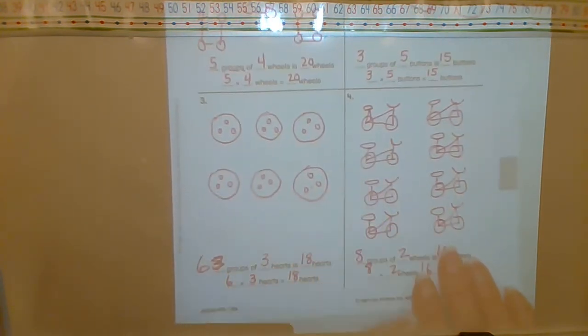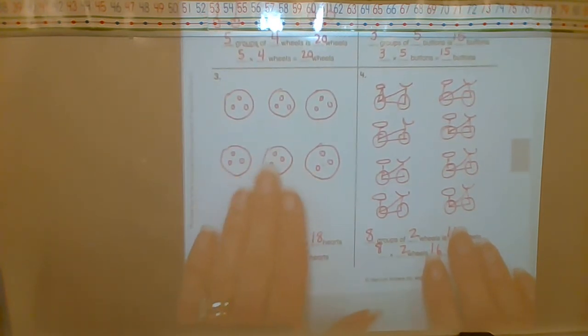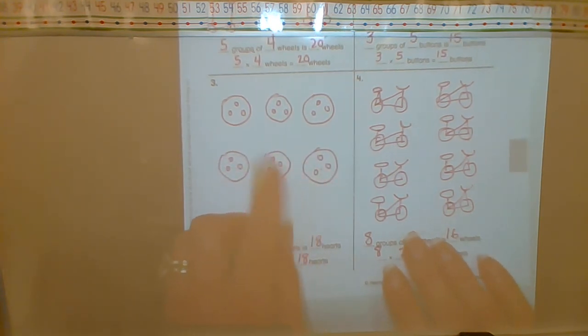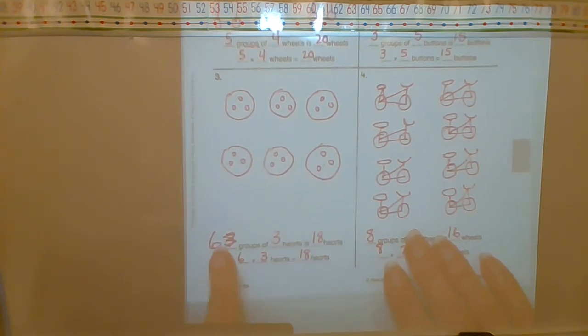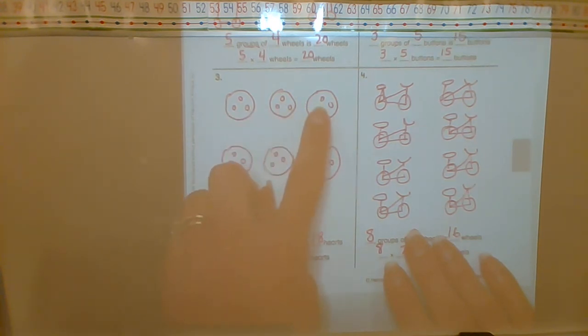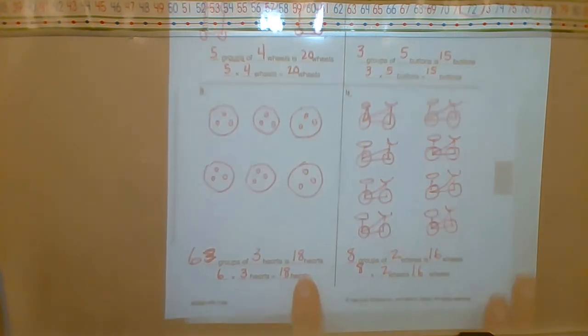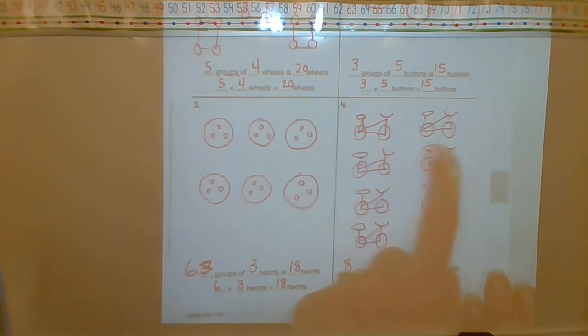Okay, so we did that with the hearts that weren't really hearts. And we had equal groups again. We had 6 groups, 3 in each group. So we could practice 3, 6, 9. Count with me. 12, 15. That's right, 18.